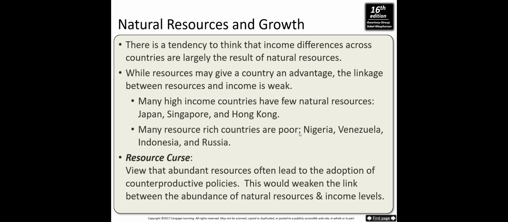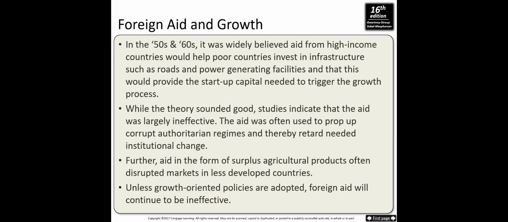So there is a resource curse. This is the view that abundant resources often lead to the adoption of counterproductive policies. This would weaken the link between the abundance of natural resources and income levels.